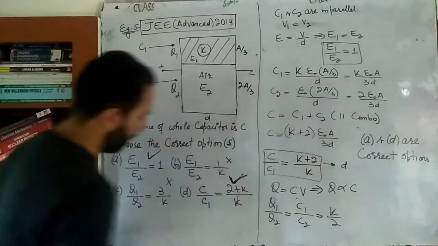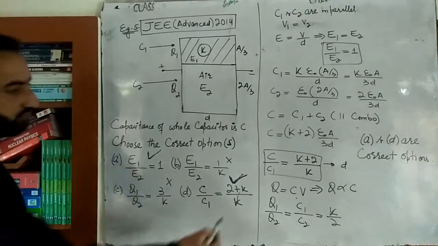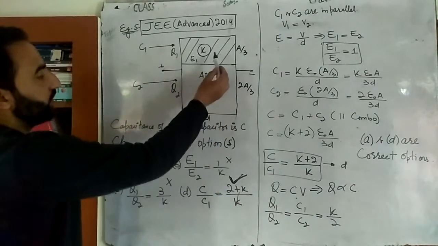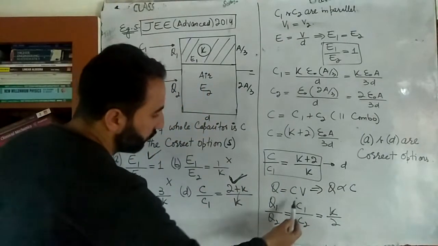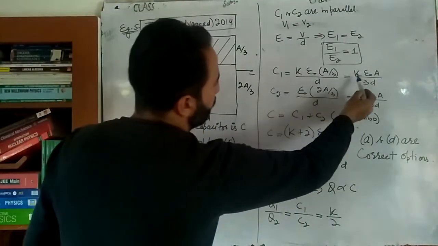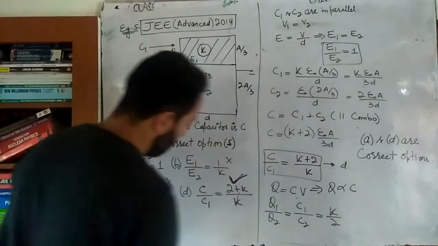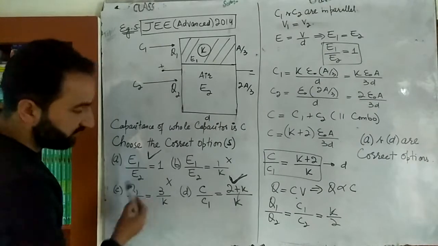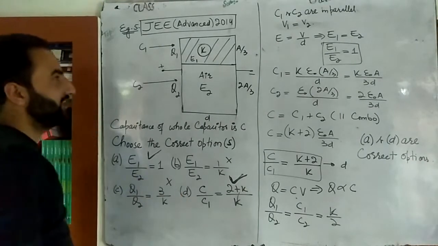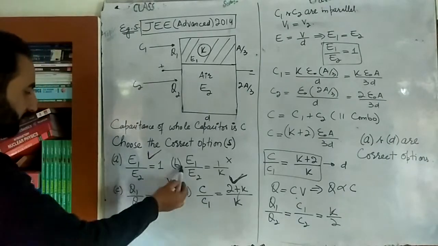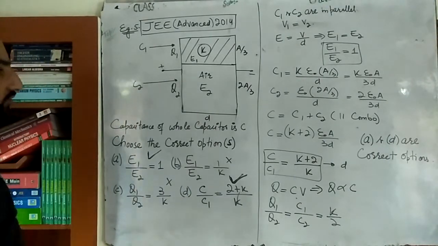Now I have to check whether option number C is correct or incorrect. I will use this very equation, Q is equal to CV. Since the potential difference here and here is the same, Q is directly proportional to C. That means Q1 by Q2 will be equal to C1 by C2. So epsilon naught A by 3D will cancel, leaving K by 2. But the option here is 3 by K, that means this is incorrect. The answer is K by 2. So option A and option D are correct, and option B and option C are incorrect. Pause the screen and write it down.